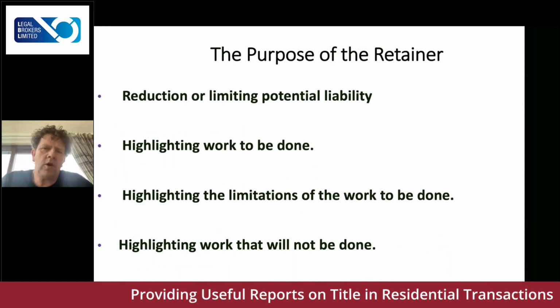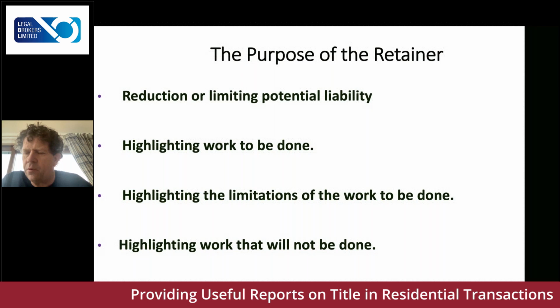The first thing I want to talk about is the retainer, the engagement letter. A lot of firms in a report on title will attempt to limit liability or to attempt to exclude liability, or will attempt to limit the scope of the retainer. And at that point, it's too late.